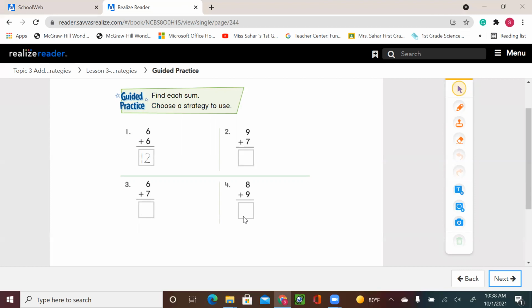So as we see, we did not really learn something new from this lesson, but we used all the strategies that help us to add. And over here, they ask you to choose whatever you like. So you can use the 10 frames, you can use the double facts, you can use the near doubles facts, or even you can use the open number line if you feel that this is one of the strategies or one of the ways that you like to use to add.